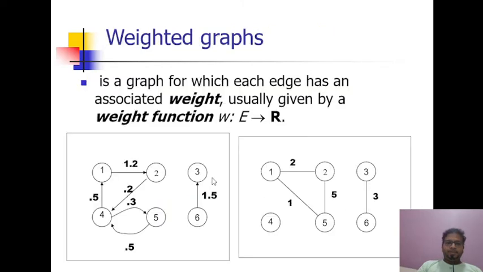Let's see the next one. What is this? The weighted graph. Weighted means having some actual weight, a numerical value. This weight is assigned to all the edges, and each edge has a particular value. So you can see the edge between 1 and 2 has weight 1.2, and the edge between 3 and 6, that is 6 to 3, has a weight factor of 1.5. So all these edges have weights; this is one example. Next is the second example, this one.